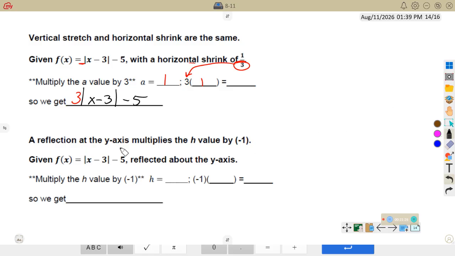A reflection about the x-axis. That means it kind of spins around. We multiply the h value by -1. So, if our h value was 3, what is -1 times 3? -3. I'm not going to make fun of you for actually answering a question.